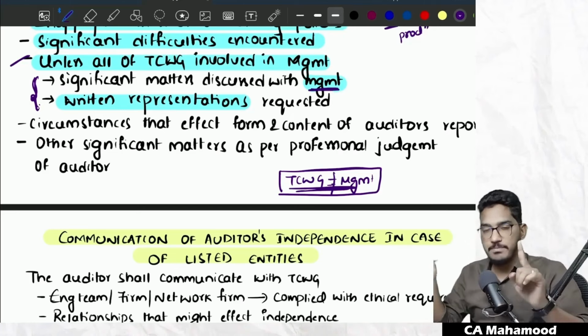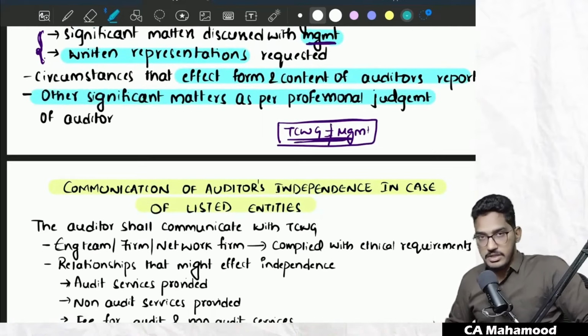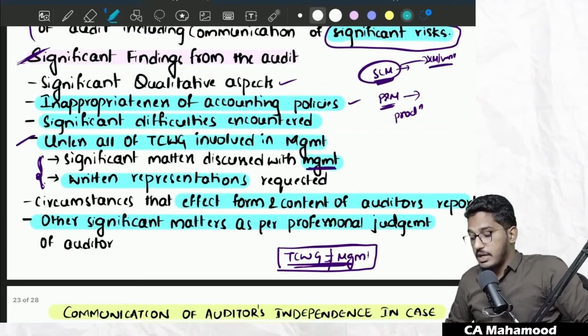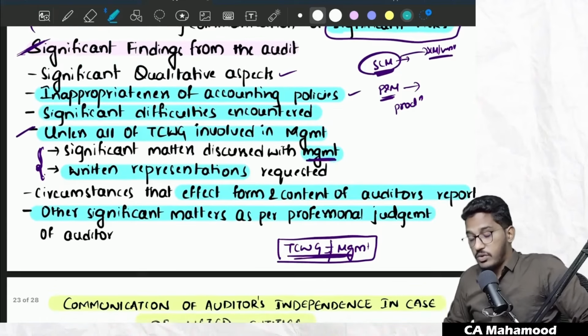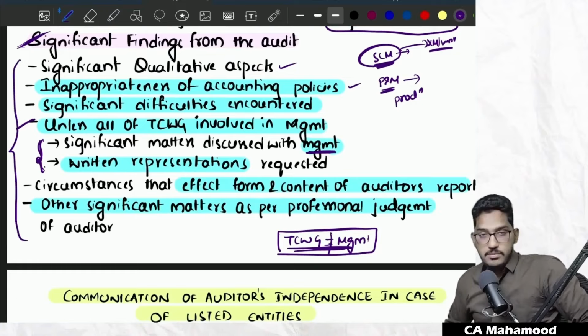Next one. And also you can communicate the circumstances that affect the form and content of the auditor's report. For example, if because of some reason you are modifying your opinion, if some matter you want to include in the key audit matter paragraph, or in the emphasis of matter or other matter paragraph, that also you have to communicate with those charged with governance. These things we have seen in the SA 700 series itself when we discussed the audit reporting chapter, and any other significant matter as per your professional judgment. They might ask you a question: give a few examples of significant findings from the audit which the auditor is required to communicate with those charged with governance. Then you are required to write these points.